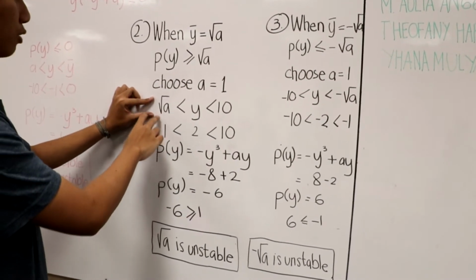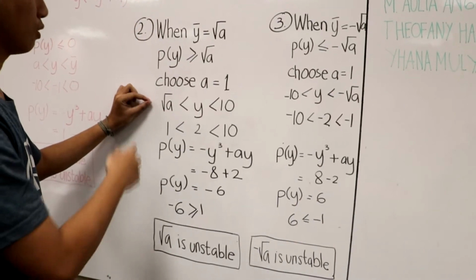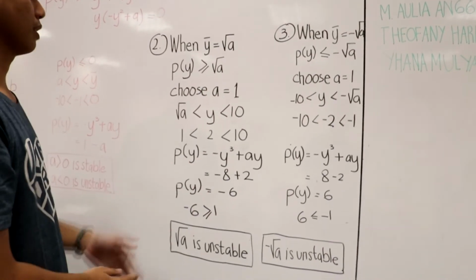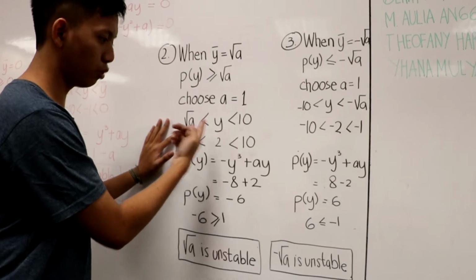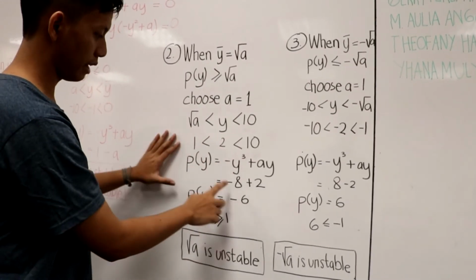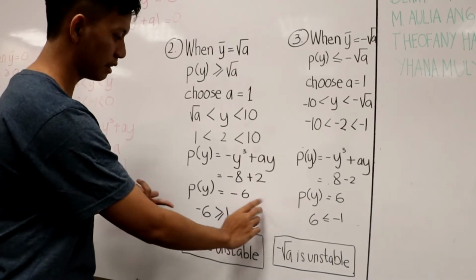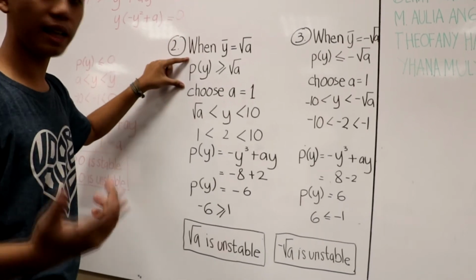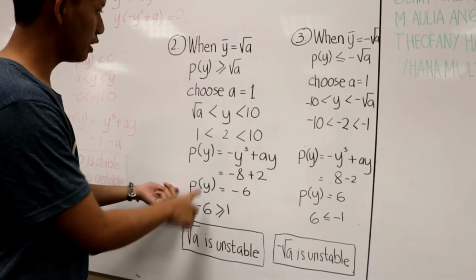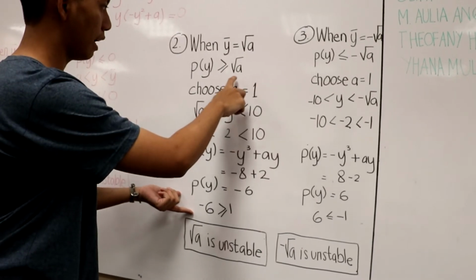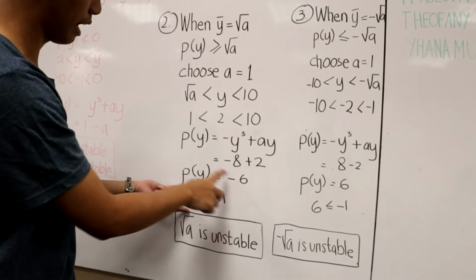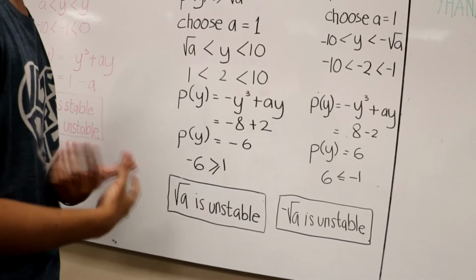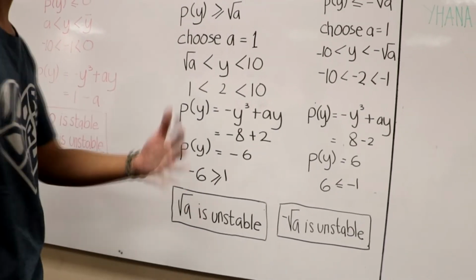We derive this equation from the formula square root of a less than y less than 10. So we choose y equal to 2, and we put it into phi, and phi is negative 6, and this is from phi greater than square root of a. Then we know that a is 1, and we have phi minus 6. So negative 6 is greater than 1. Is it not correct, right? So the square root of a is unstable.